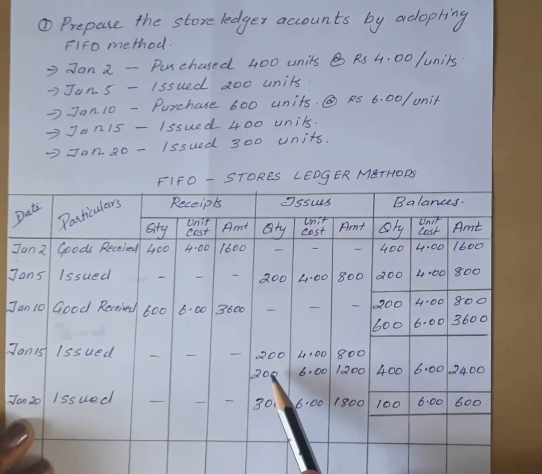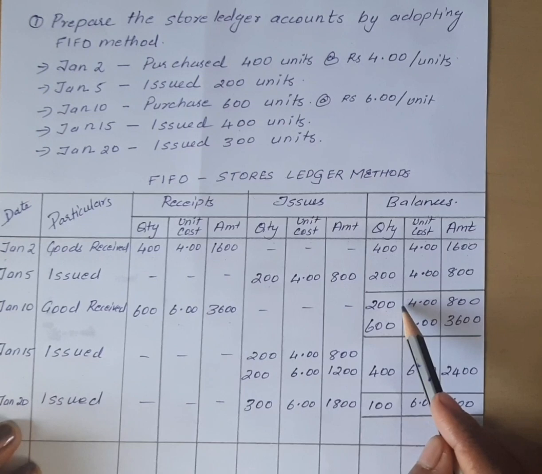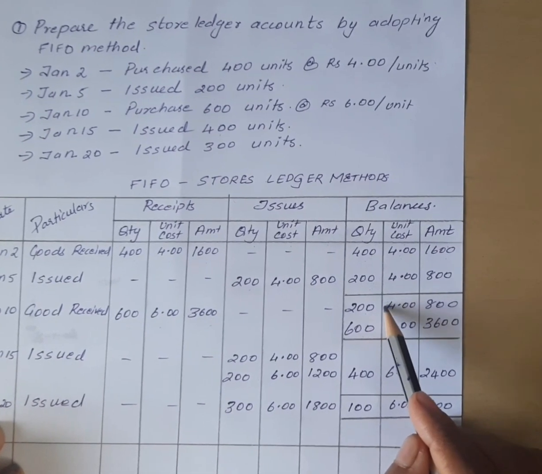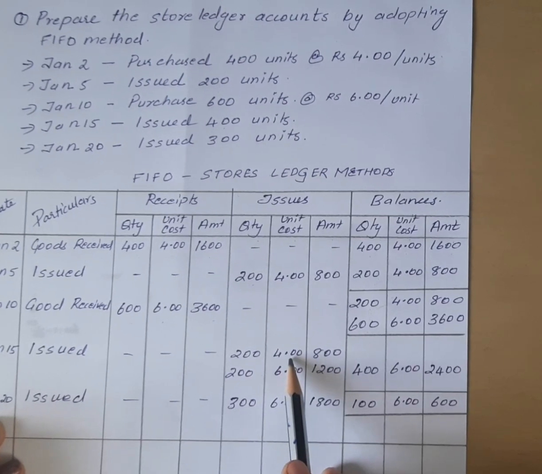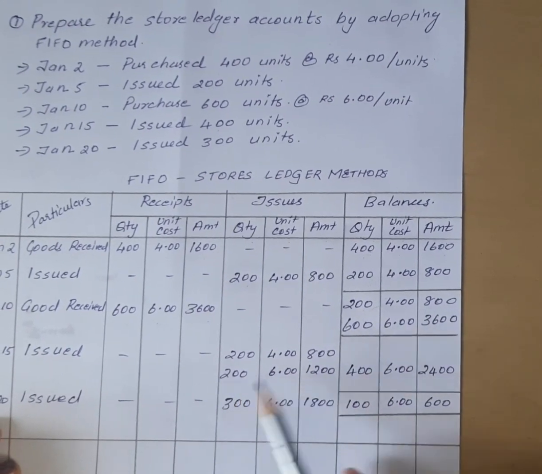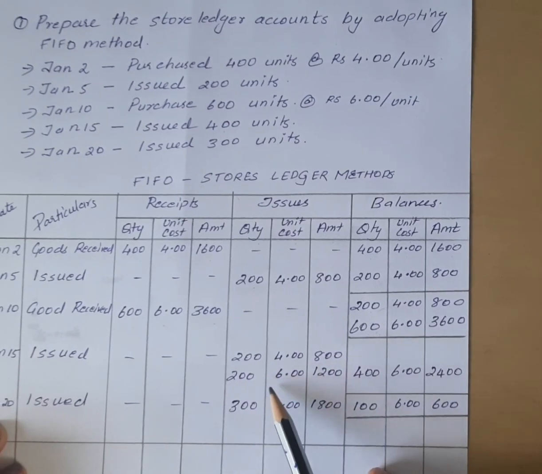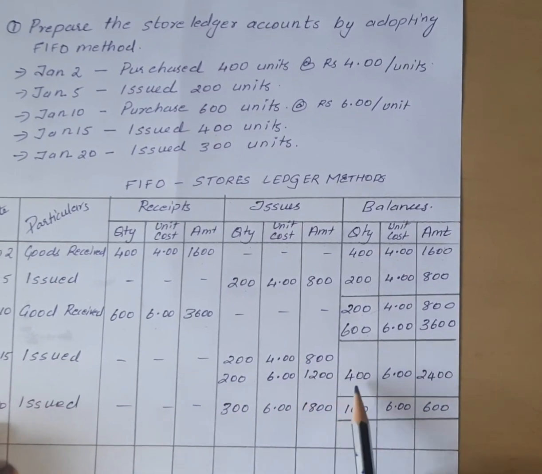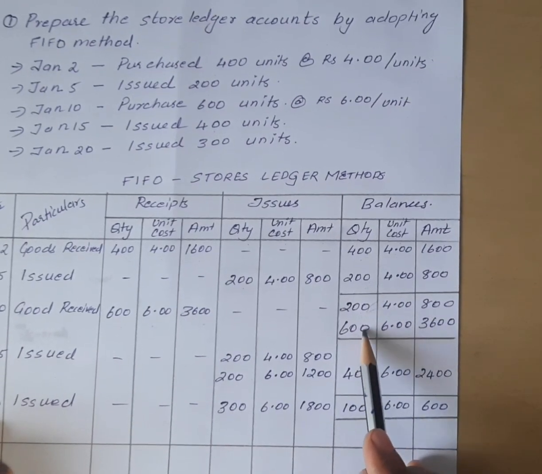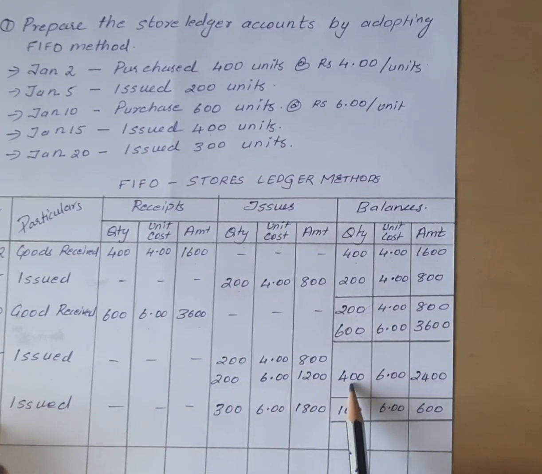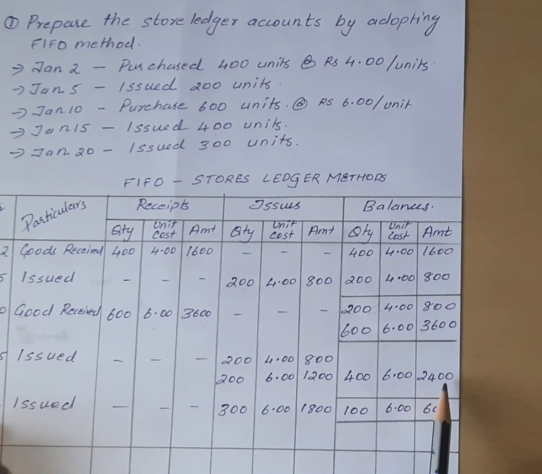When you want to issue 400, first you should see the first lot. This is first in first out. Whatever came in first has to be issued first. So first you will be issuing this 200 at the rate of 4 rupees, and the remaining 200 you have to issue from this 600. So totally 400 quantities are issued. Now the balance: from 200, this balance is gone, and from this 600 you have issued 200. Remaining is 400 at the rate of 6 rupees. So the total comes to 2400.